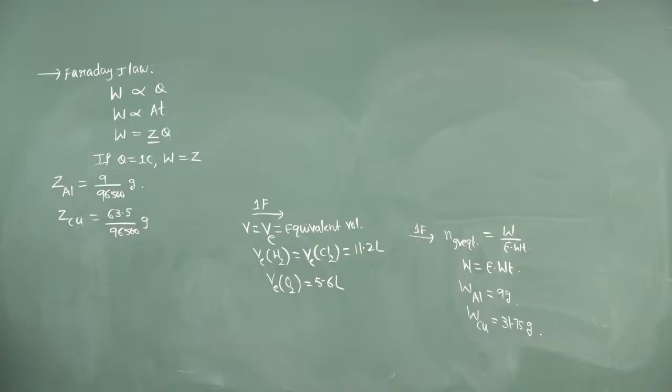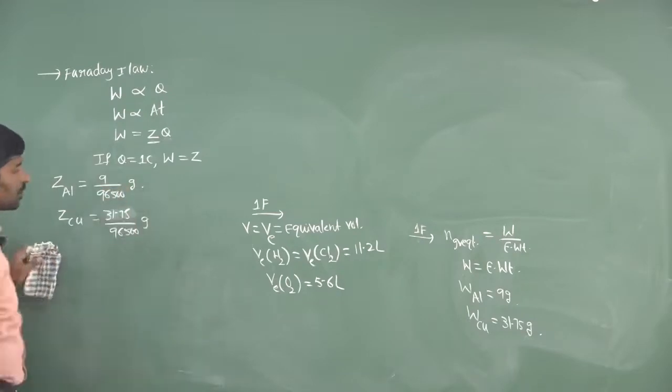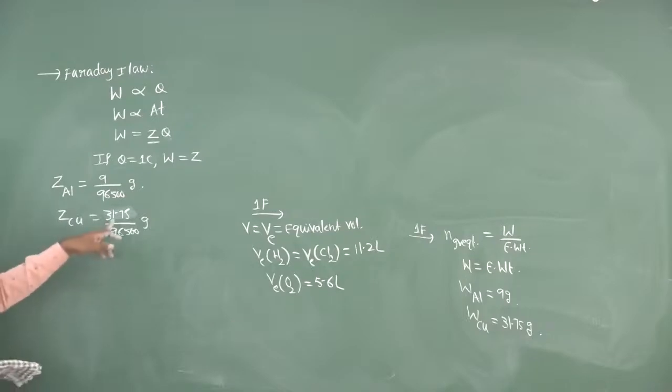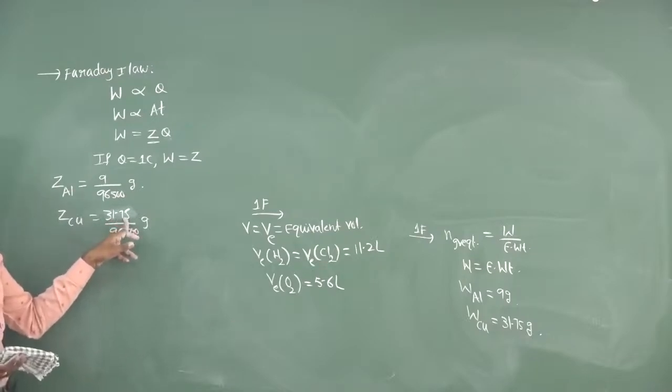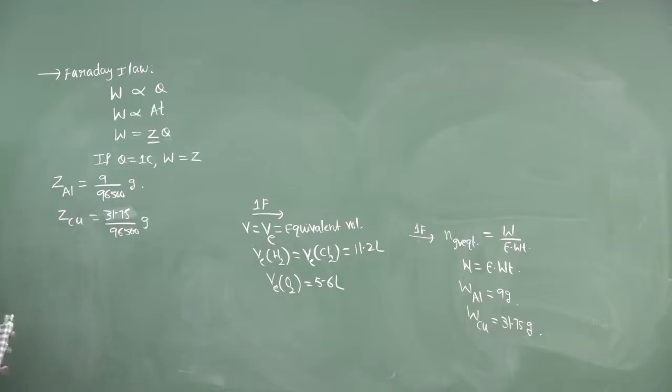Sorry, 31.75, right. 31.75 by 96,500. 31.75 for 96,500 coulombs, then for 1 coulomb we have to divide by 96,500. So the Z value depends on the nature of the substance.